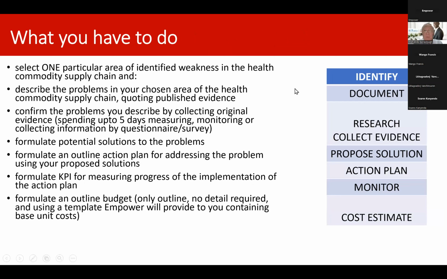So what do you have to do? Select one particular area that you're going to have. Describe the problems, confirm the problems, formulate solutions, an outline action plan, key performance indicators for measuring progress of your action plan, an outline budget, and an outline risk management.